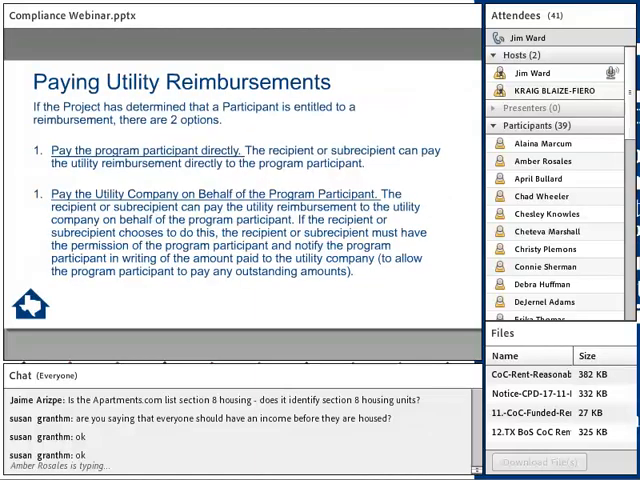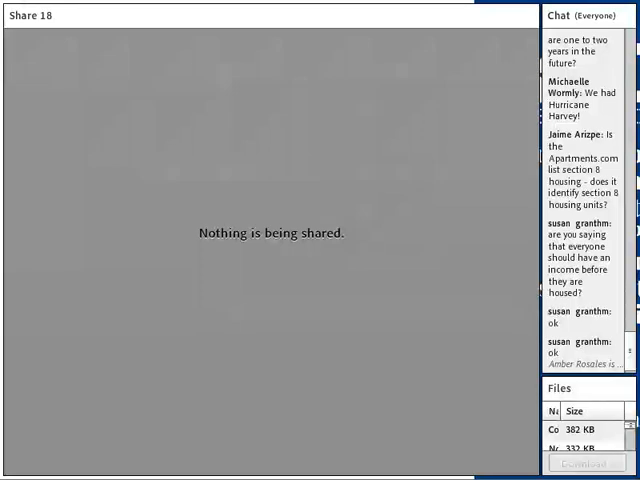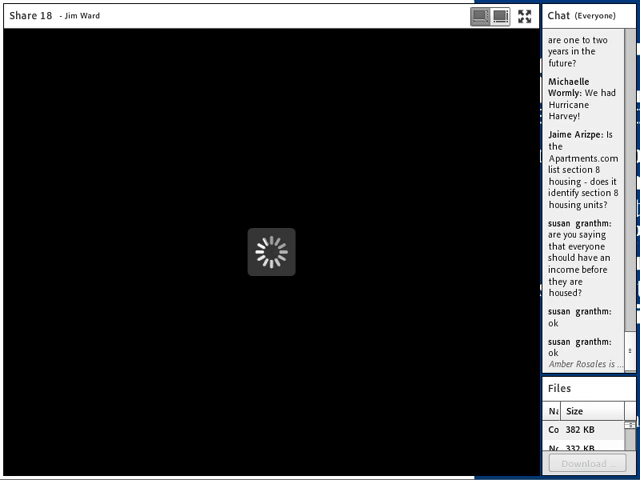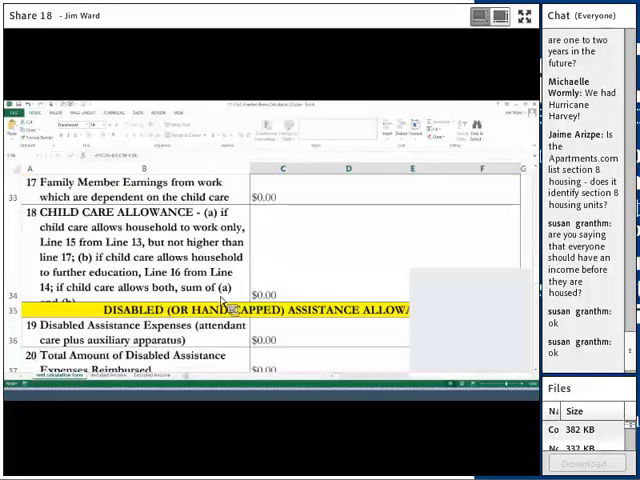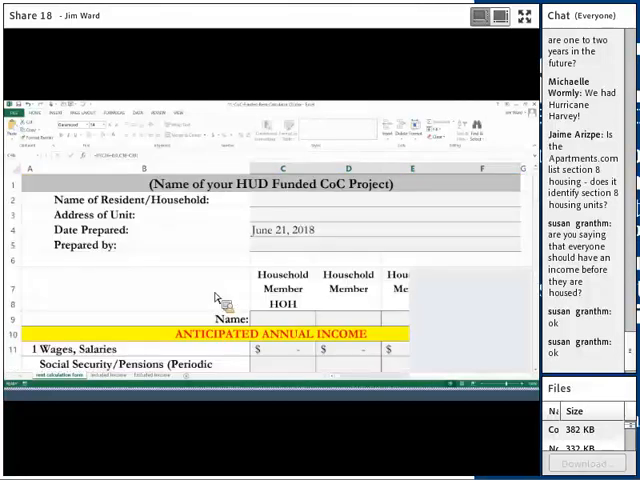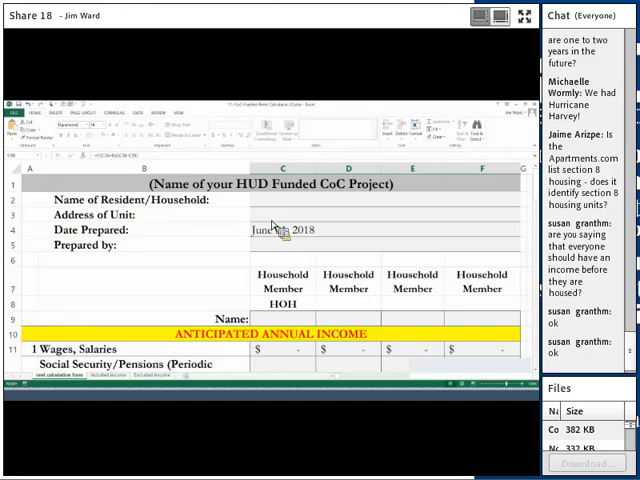So let's take a look at the rent calculator that's hosted on the THN website. I'm going to have to share my screen again. Hang on just a second. I can't share Excel spreadsheets on Adobe Connect, but I can share my screen. So this is the CoC funded project rent calculator, or occupancy charge calculator. It will work for both project types. It'll work right now for any project type in the balance of state.